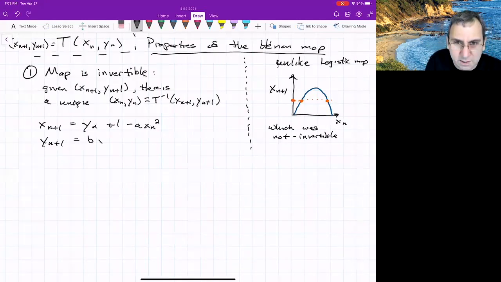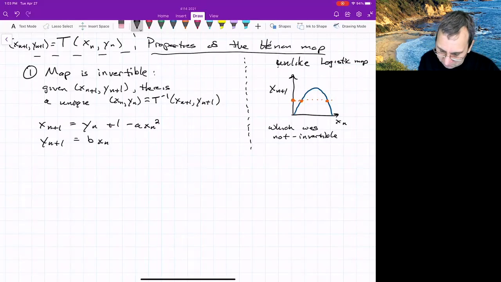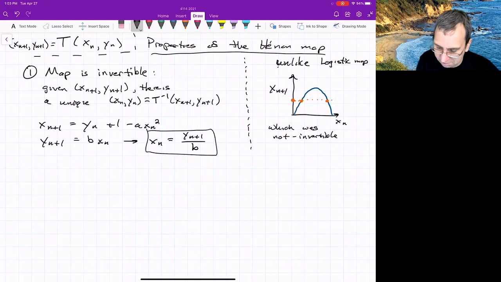And this would be xn. Okay, so from this, we can immediately write, we could say, well, xn equals yn plus 1 divided by b. So, okay, that's the first one. How do we get yn? Plug this into the first equation.